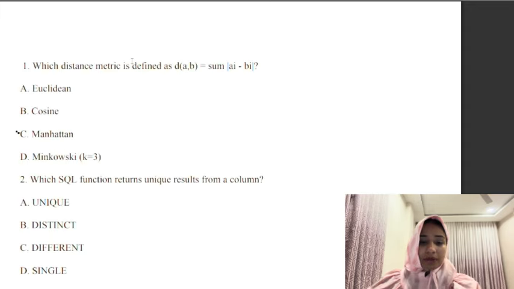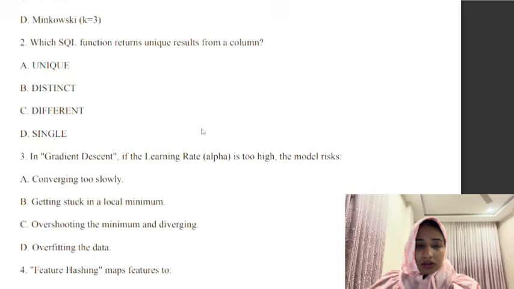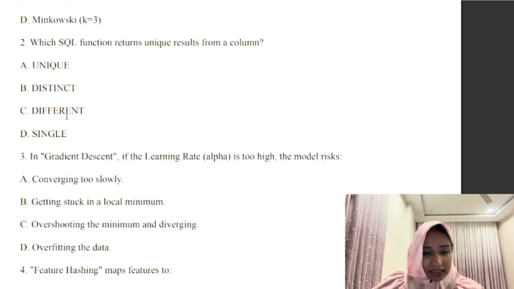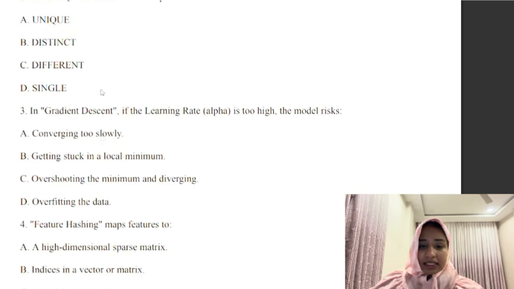So question number 1 says, which distance metric is defined as distance a comma b equal to sum of ai minus bi? So the answer is Manhattan. Question number 2. Which SQL function requires unique results from a column? So options are unique, distinct, different and single, and the answer is distinct.